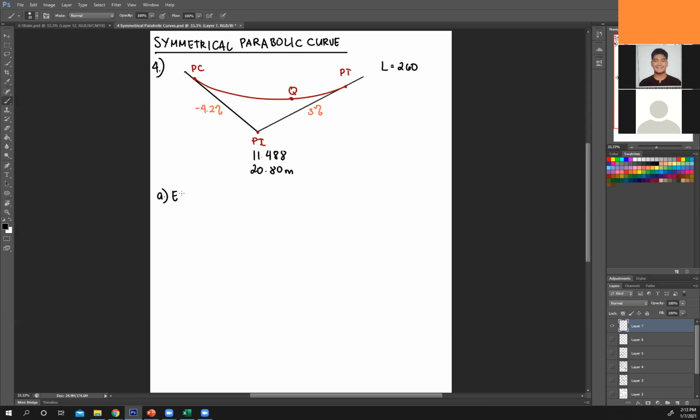So elevation of Q. How do I solve for that? So to get the elevation of Q, look at what's given. I'm given station PI. Okay. So after getting station PI, that is where you're gonna base your equation. So station PI. Okay. Then see here.